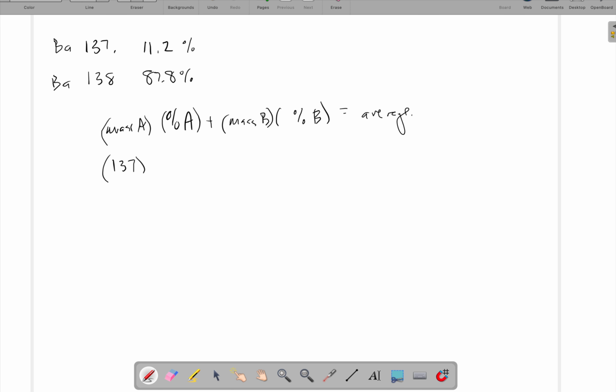Do we know the percent of A? 11.2. So we could write this in as 11.2 per 100. That's perfectly acceptable, or you could immediately convert that into your decimal 0.112, which I'll do with the next one. Plus the mass of B, 138, times the percent of B. What was the percent of B? So we could write that as our decimal value.